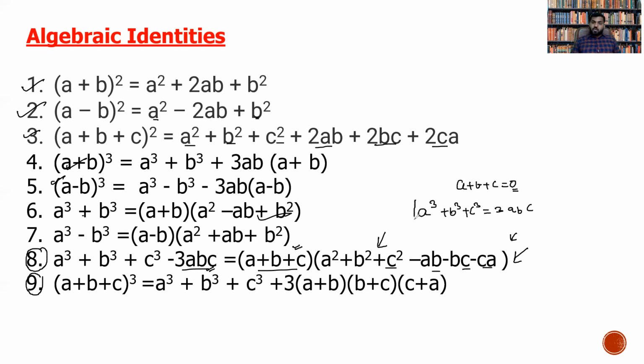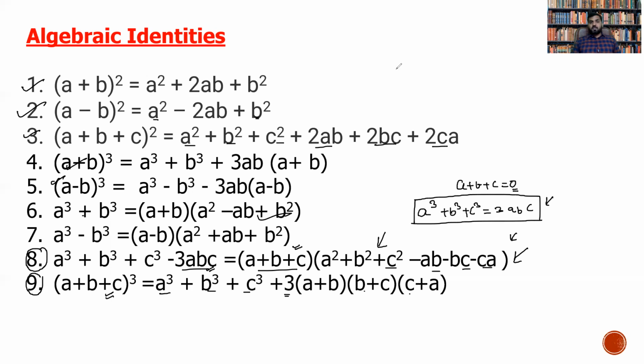So this is very very important for all of you to know that a cube plus b cube plus c cube is equal to 3 times of a into b into c. Right, this identity will reduce down to this. इस पे question आने के पूरे chances हैं. And then this also, (a plus b plus c) whole cube is equal to a cube plus b cube plus c cube plus 3 times of (a plus b) into (b plus c) into (c plus a). These are the 9 identities that I want you to know to solve all the questions, right, of algebraic identities.